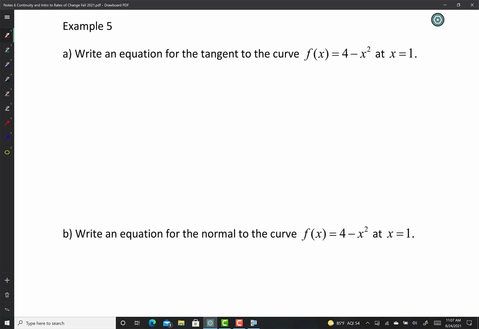To draw a tangent, to put a tangent line, I need 2 things. I need a slope and I need a point. Cool or not cool? So what are the 2 things I need? All right, tell me again. What are the 2 things I need, guys? One more time.